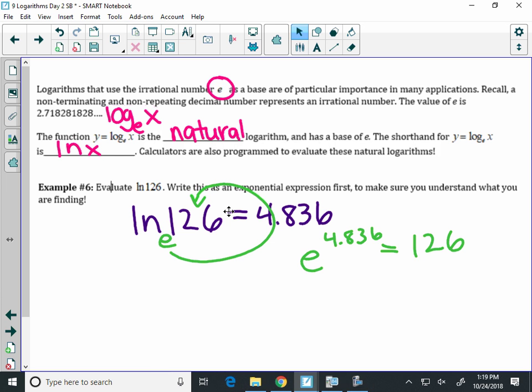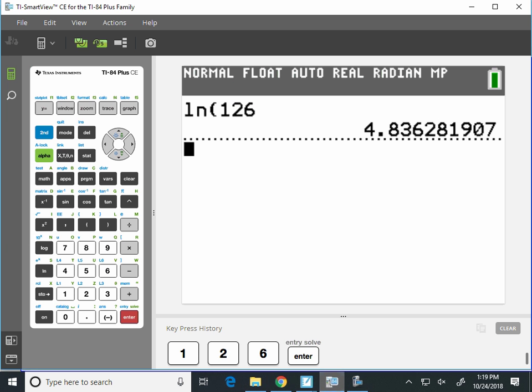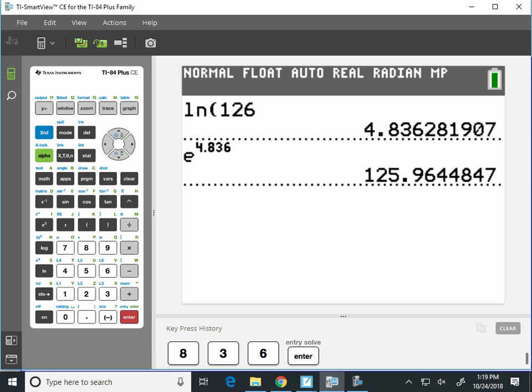e to the 4.836 power. So there you go. Second, natural log is e to the x. And with 4.836, you get about 126 here.